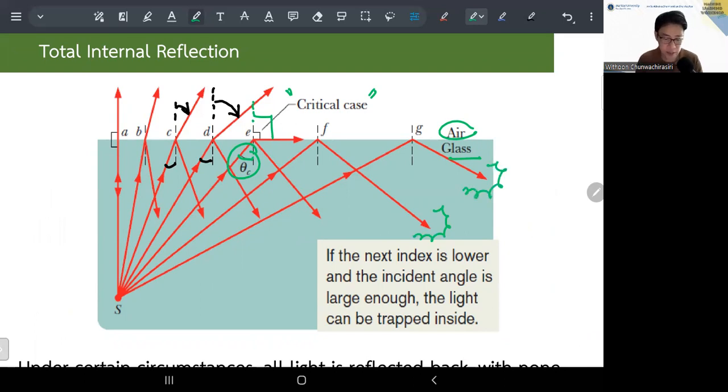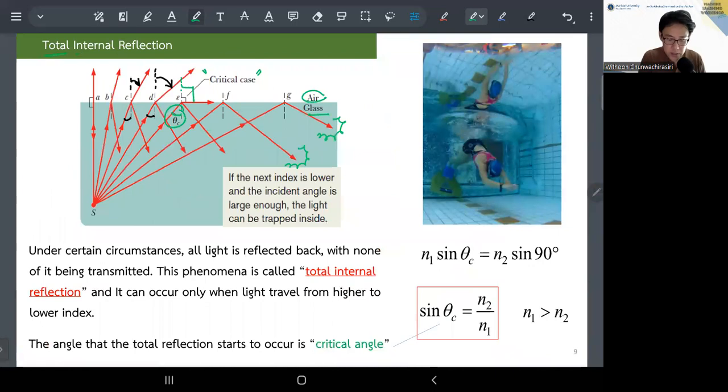We call this phenomenon total internal reflection. It's telling you that there is a critical angle. There is one particular angle that you don't want to go beyond if you still want to get refraction. If you go beyond this, light will not penetrate into the second medium anymore, but 100% will get reflected back to the original medium.